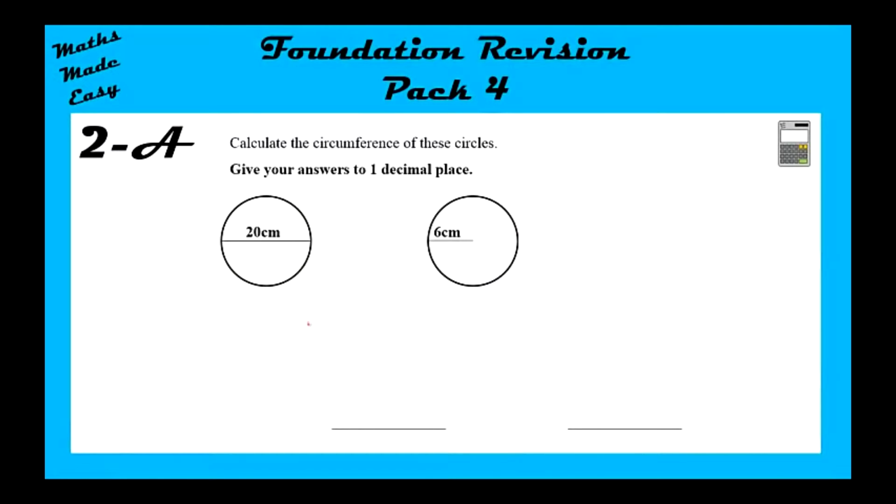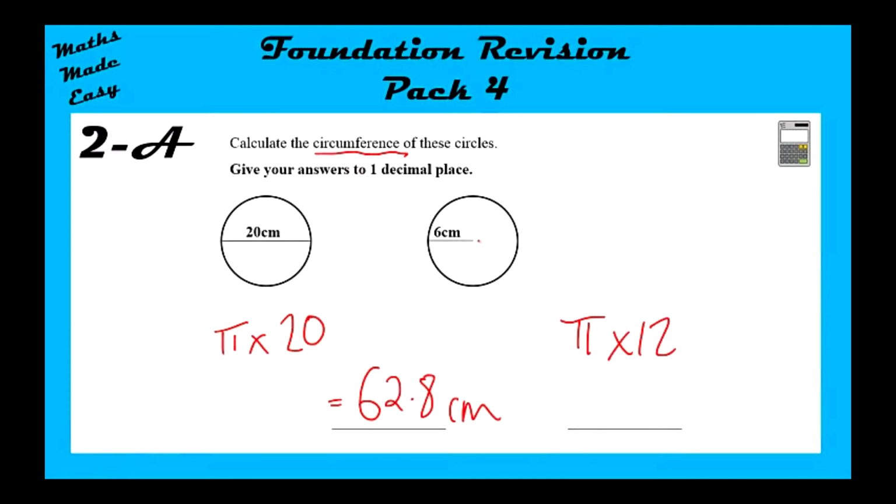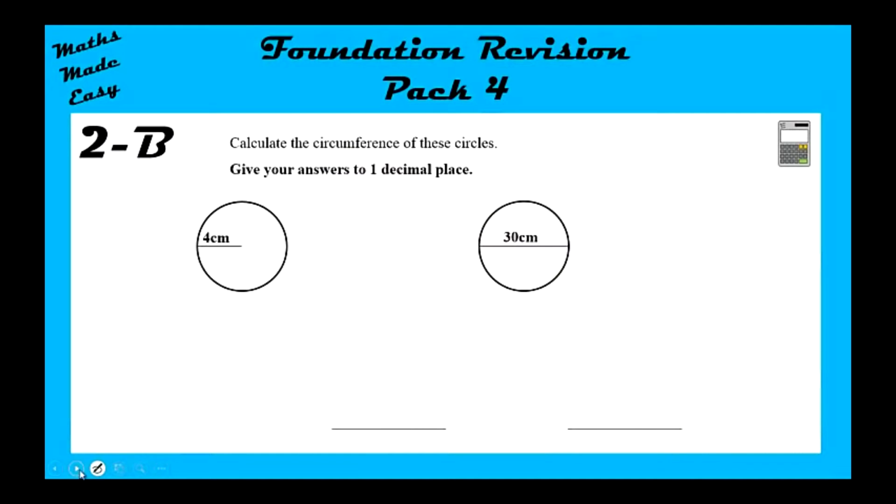Question 2a. For this one, we're asked to calculate the circumference. The formula for that is pi times diameter. So for the first one, we have pi times 20, which comes out at 62.8 centimeters. For the next one, we have pi times 12, and the reason it's 12 is we're only given the radius, so if you double that, you've got 6 add 6, which equals 12. Pi times 12 is 37.7 centimeters.